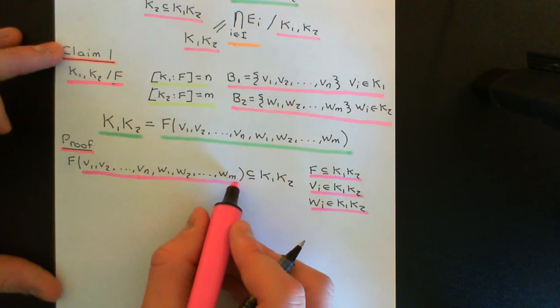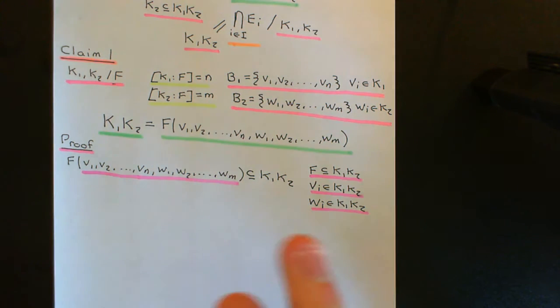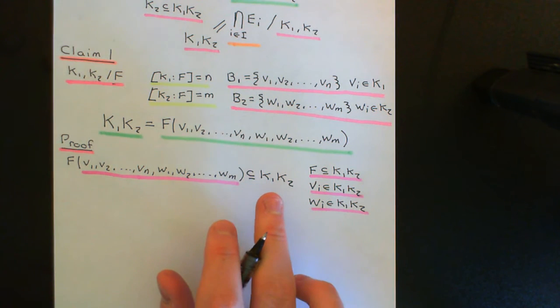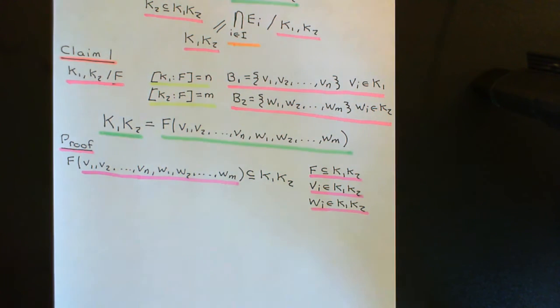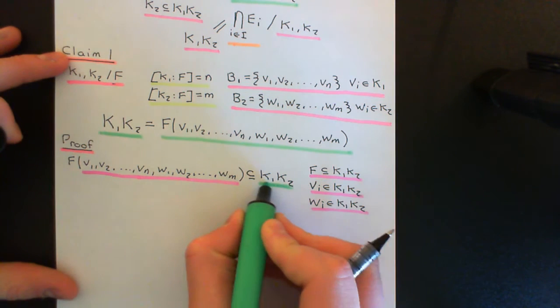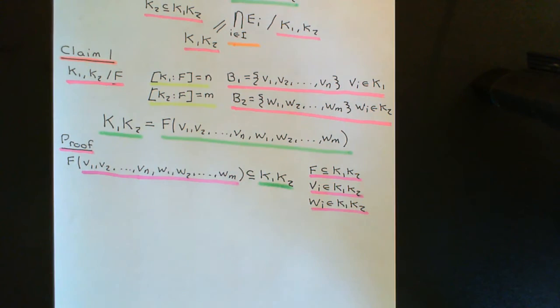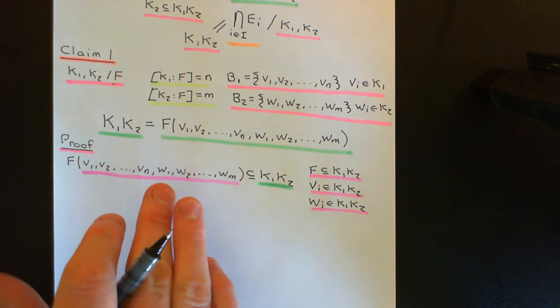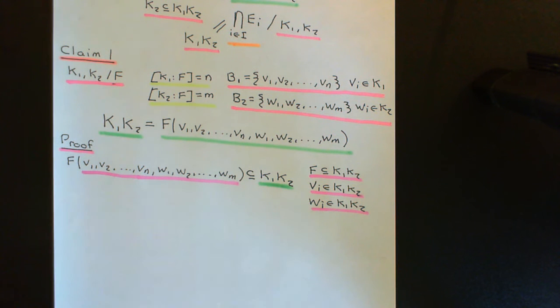How do I create this thing? I look at all subfields of L that contain F and all of these elements, and I intersect them all together. So this would have been one of the things that I intersected together when I produced this thing, and therefore I can easily conclude that this must be contained within the composite of K1 and K2. Excellent. Now to prove the other way round.